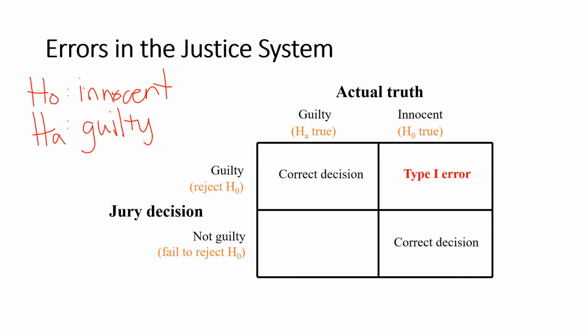If a person is really truly innocent, but the jury finds them guilty, that's what we call a type 1 error. Right? Type 1 error is when you reject the null hypothesis, but you shouldn't have because the null hypothesis was actually true. So type 1 error is where the innocent person goes to jail. Type 2 error is the opposite of that. Type 2 error is when a guilty person is set free. So if the person is really truly guilty, but the jury finds them not guilty, that is a type 2 error, when you fail to reject the null hypothesis, but the alternative hypothesis was actually true.